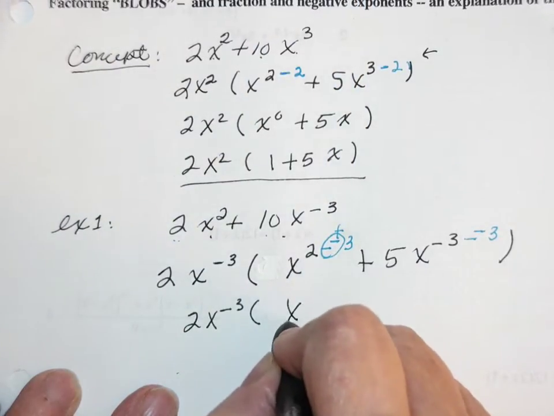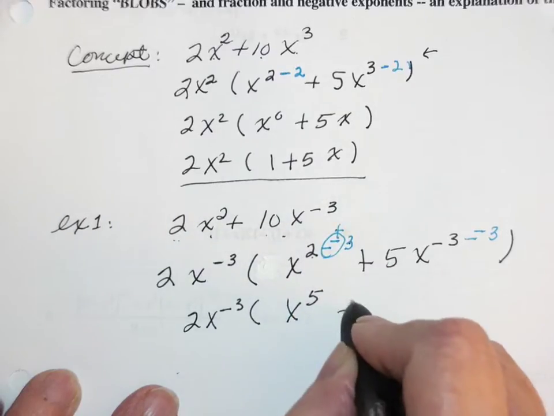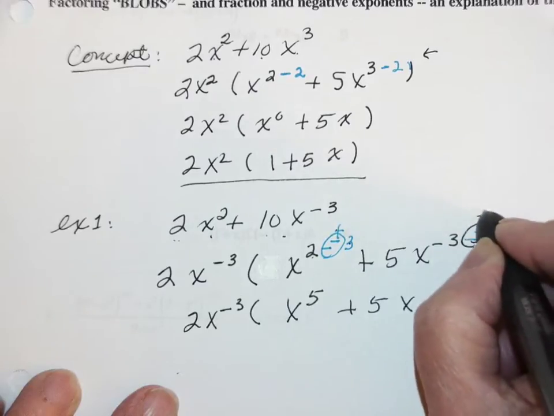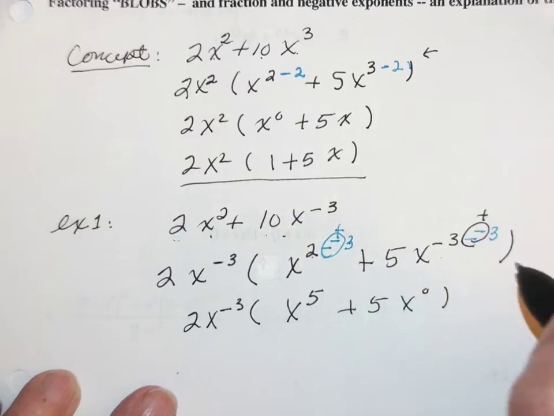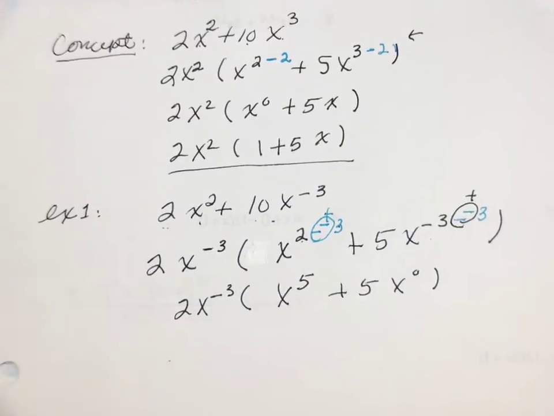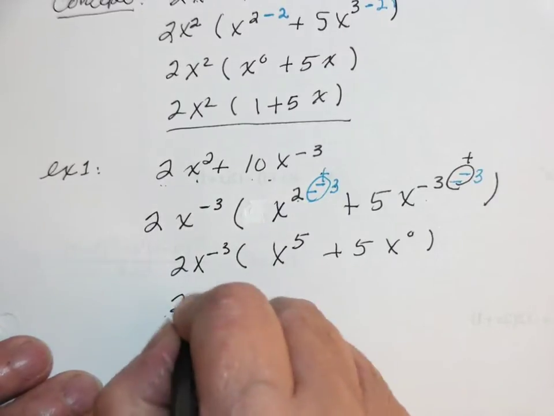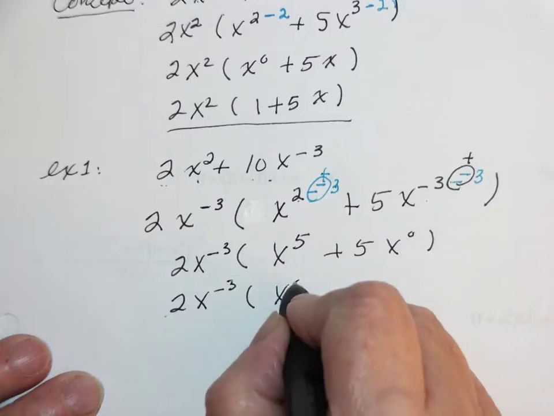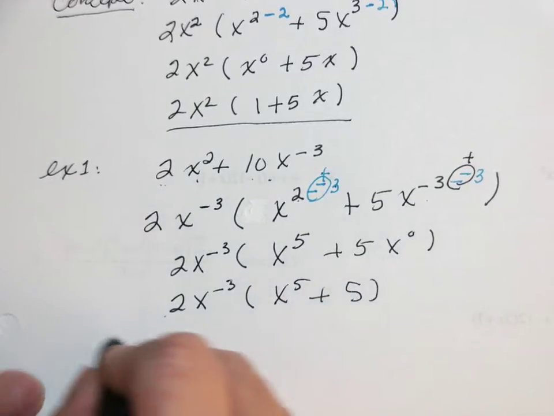This then becomes just an x to the 5. 2 plus 3 is 5. Plus 5x to the minus, and a minus is a plus. Minus 3 plus 3 would be x to the 0, so I've taken it. 2x to the minus 3 times x to the 5 plus x to the 0 is just 1.